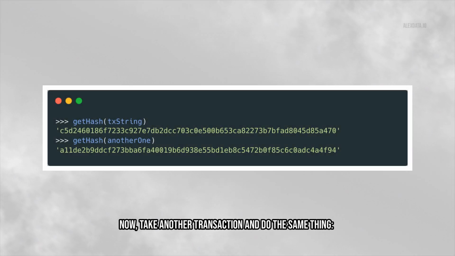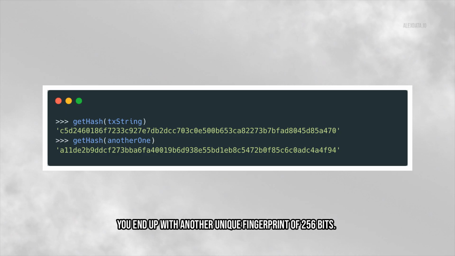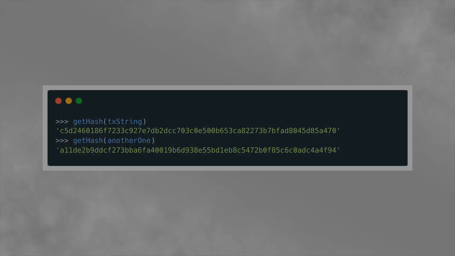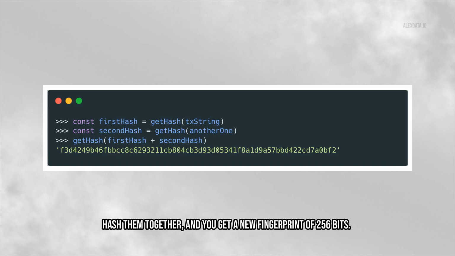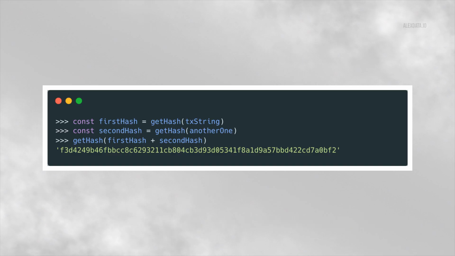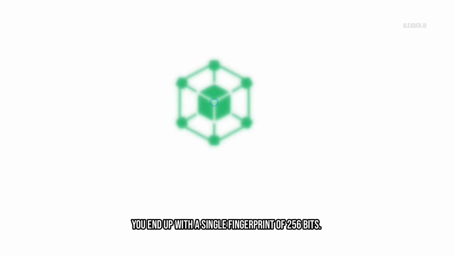Now take another transaction and do the same thing. Convert it into a string of bits and hash it. You end up with another unique fingerprint of 256 bits. As you can imagine, you can combine these two fingerprints and hash them together, and you get a new fingerprint of 256 bits. You start with two fingerprints of 256 bits, and you end up with a single fingerprint of 256 bits.